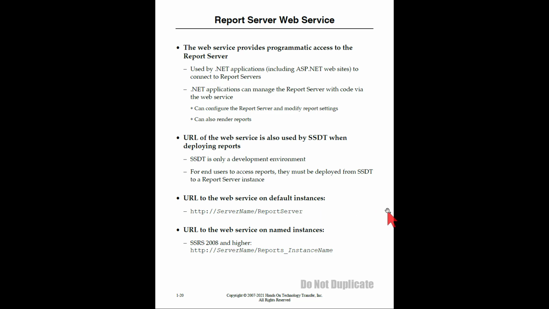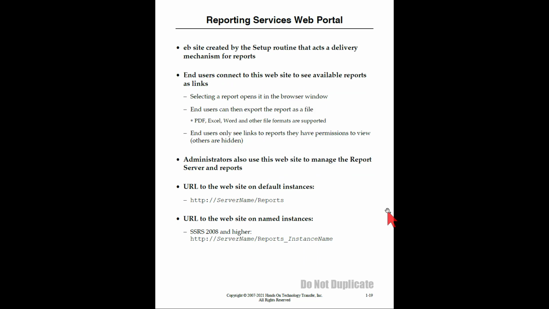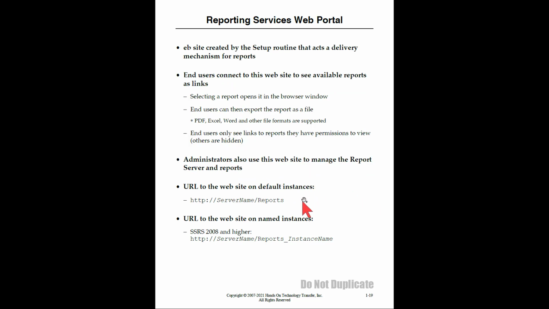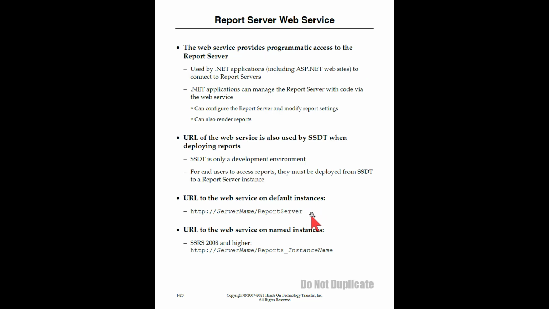So what I need you to take away from page 19 and page 20 is that there are two URLs, two websites. One on page 19 takes you to the Reporting Services web portal. This is where humans go, and this is where humans can make use of content. And the URL on page 20, second to last bullet point that I'm pointing to right now, is used by report developers to say, hey, take everything that I've created and publish it to this location.